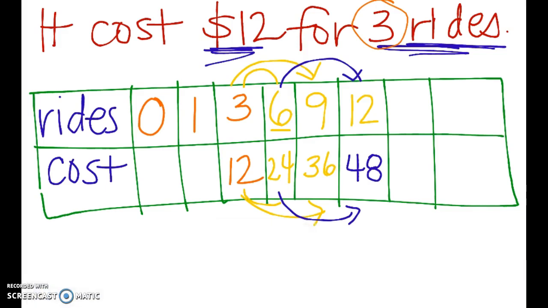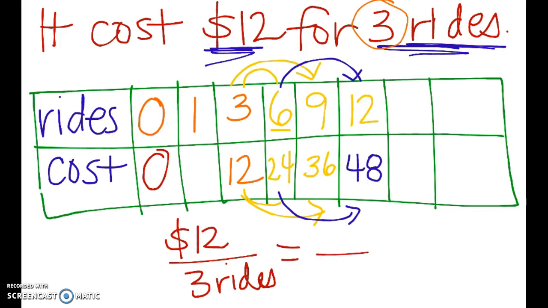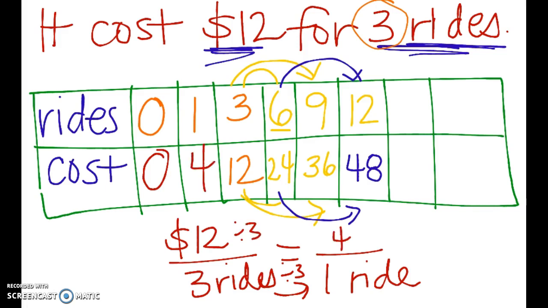Now, I want to know, well, how much would 0 rides cost? Well, if I don't go on any rides, it's not going to cost me anything. What about 1 ride? So again, let's think about this. I know it's $12 for 3 rides. I want to know how much is it for just 1 ride. Okay, so I'm just going to divide by 3, split it into thirds, and I get $4 for 1 ride there. Okay, so now I could figure out a bunch of different things. I could figure out how much 2 rides cost. If 1 costs 4, 2 would cost $8.